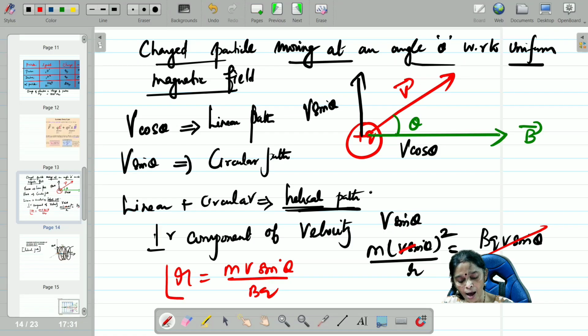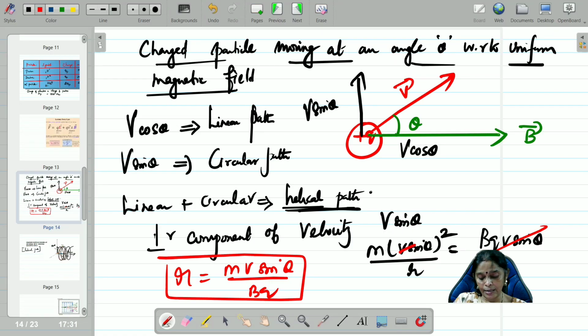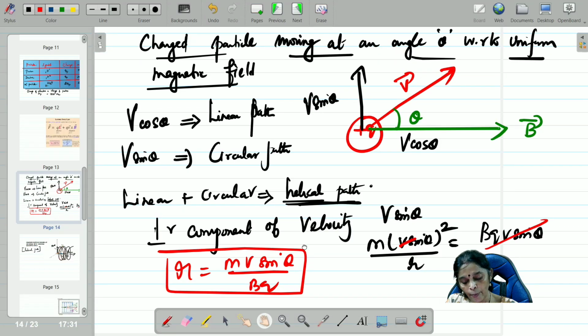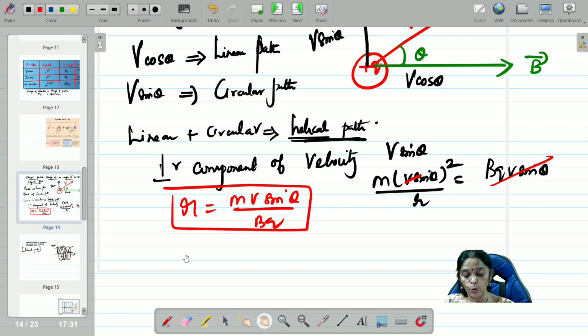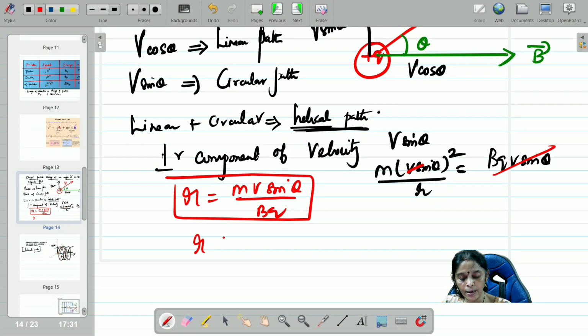So in this case, r is directly proportional to v sin theta. Earlier we have seen r directly proportional to v, that was for the perpendicular case. But here r is directly proportional to v sin theta. Okay, fine. Time period, how will you find out?